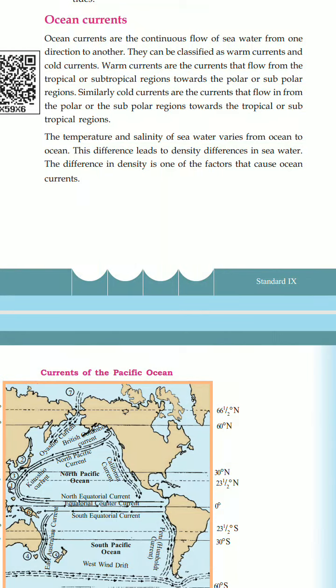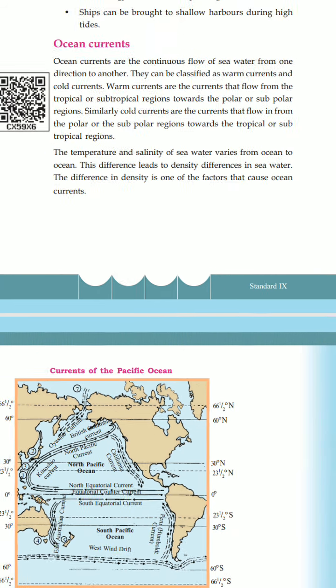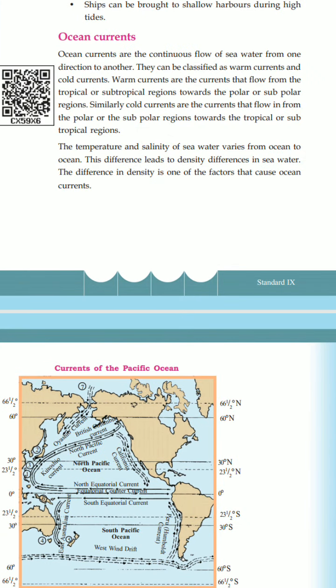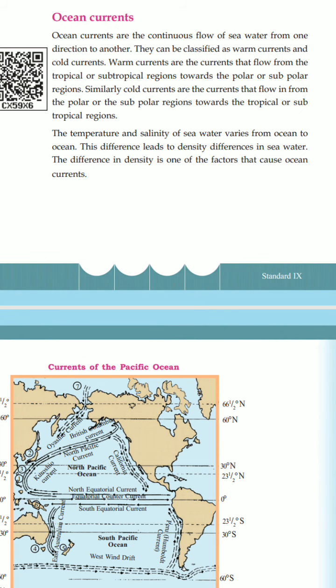Dear students, next topic is ocean current. So, what is ocean current? Ocean currents are the continuous flow of sea water from one direction to another. How the sea water will flow continuously from one direction to another, that is known as ocean current.